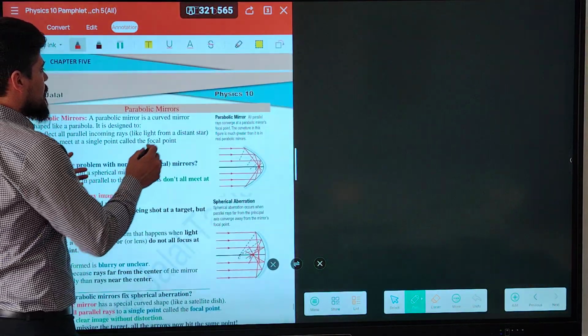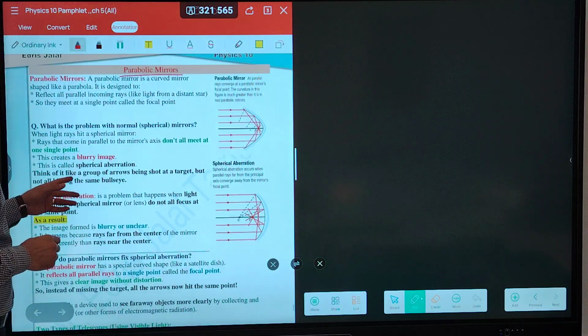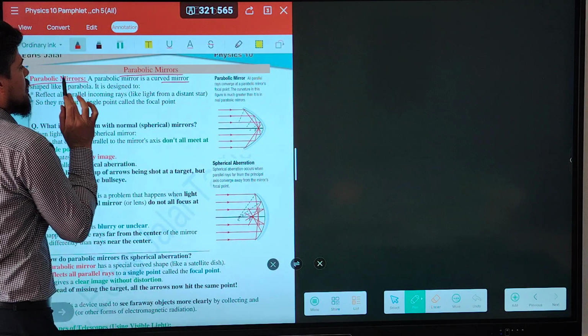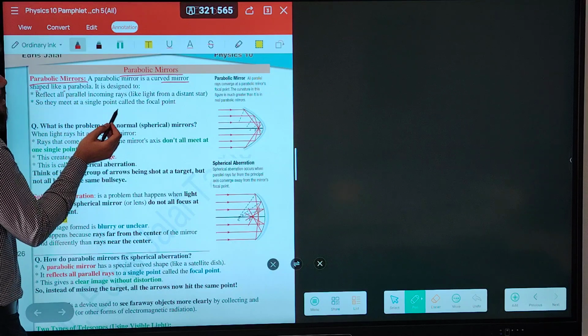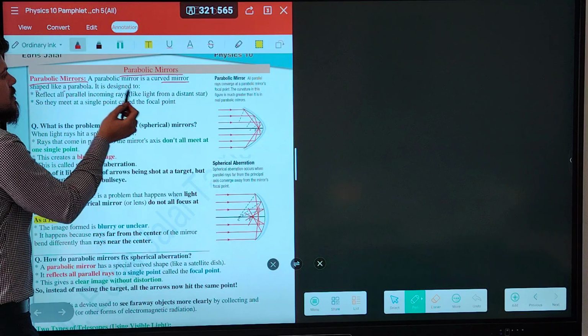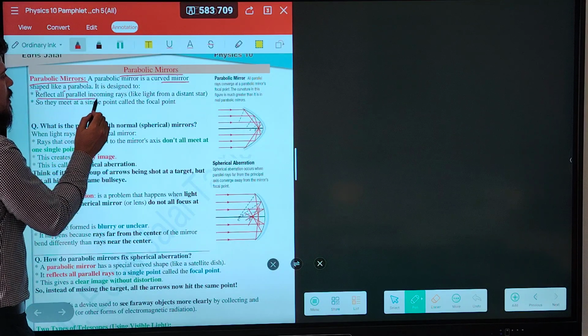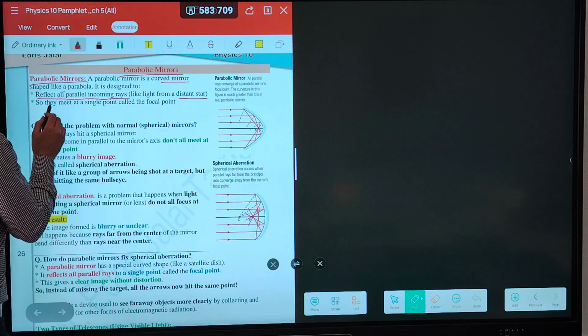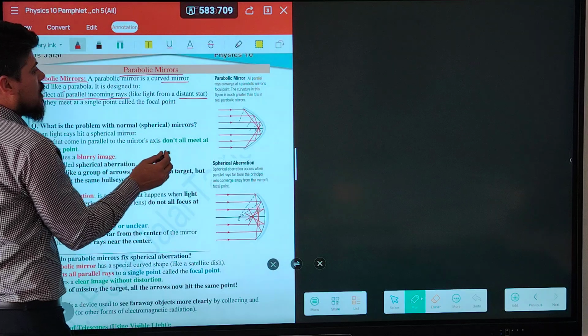Now let's talk about the parabolic mirrors. It's very easy. What is a parabolic mirror? A parabolic mirror is a curved mirror, shaped like a parabola. So that's why we call it parabolic mirror. It is designed to what? To reflect all parallel incoming rays, like light from a distant star, so they meet at a single point called the focal point.